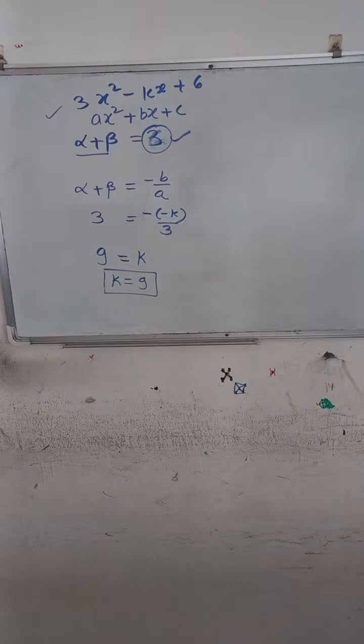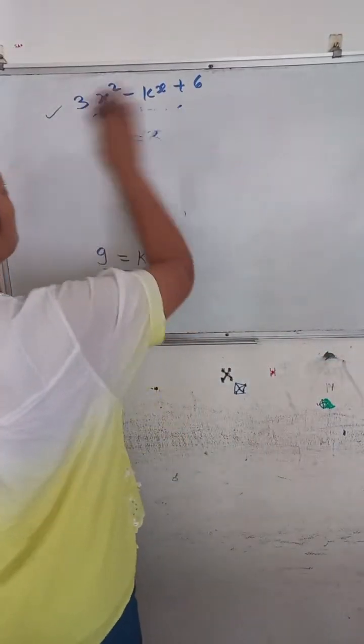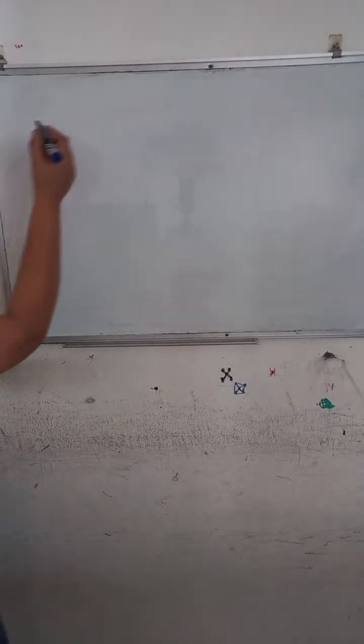Okay, write down the next question. I hope everyone is getting it. If one zero of the quadratic polynomial x square plus 3x plus k is 2, then find the value of k.